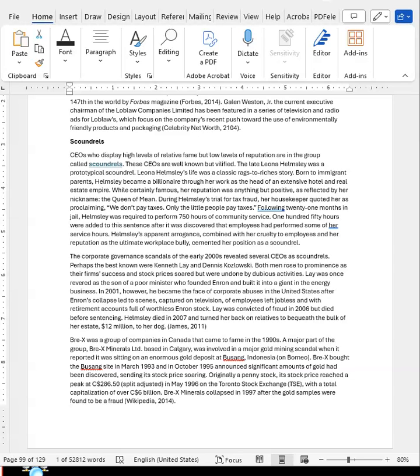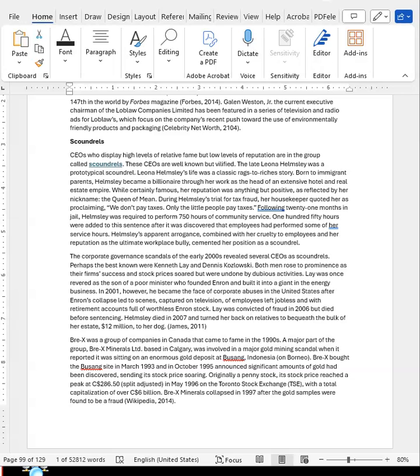Helmsley died in 2007 and turned her back on relatives to bequeath the bulk of her estate, $12 million, to her dog. (James, 2011). Bre-X was a group of companies in Canada that came to fame in the 1990s.